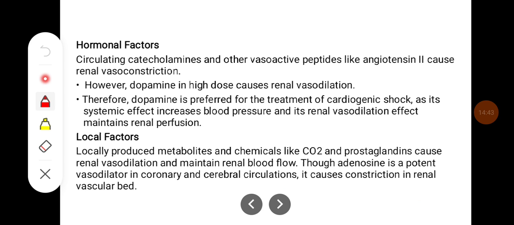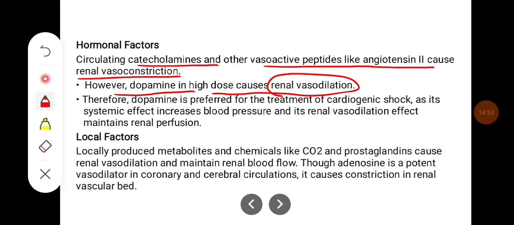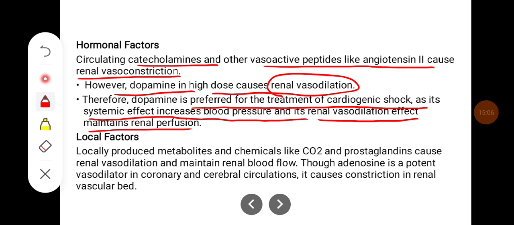Hormonal factors: circulating catecholamines and other vasoactive peptides like angiotensin II cause renal vasoconstriction. However, dopamine in high dose causes renal vasodilatation. Therefore, dopamine is preferred for the treatment of cardiogenic shock, as its systemic effect increases blood pressure and its renal vasodilatation effect maintains renal perfusion.